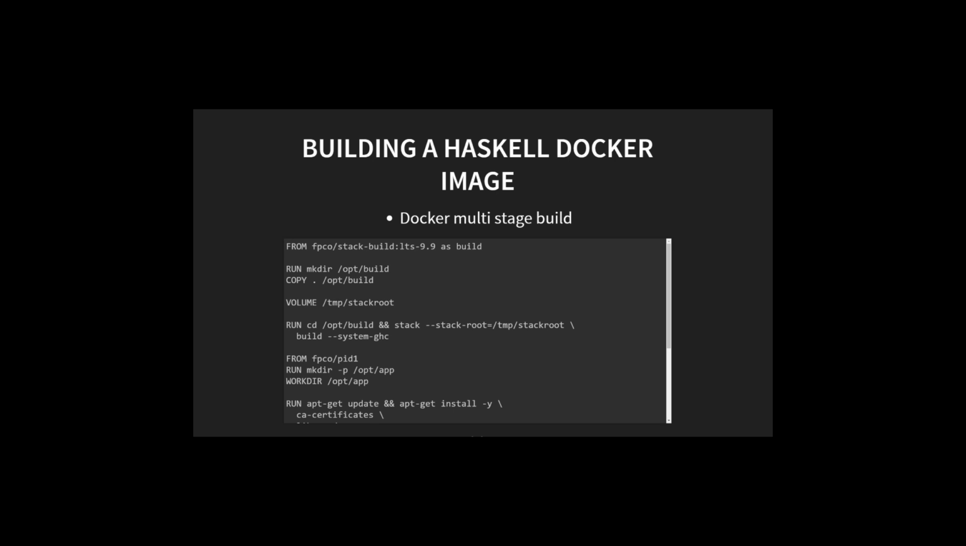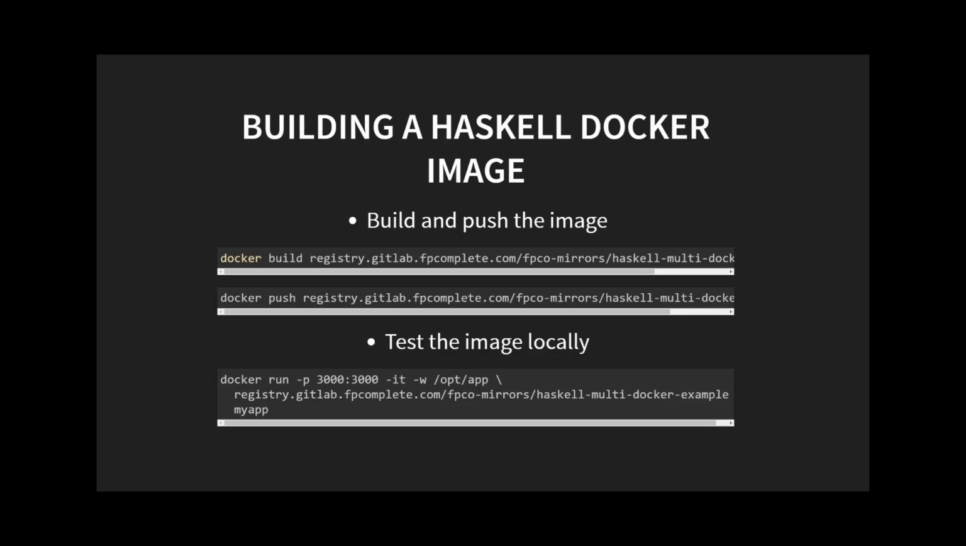So once we have this Dockerfile, again, this is a standard Yesod application, we're going to go ahead and build the Dockerfile using the docker build command. And we're going to name the image. This is a fairly long name because we're using our hosted registry on our GitLab instance. And we are going to push that image to our registry. Again, if you're using Docker Hub, you can use that.